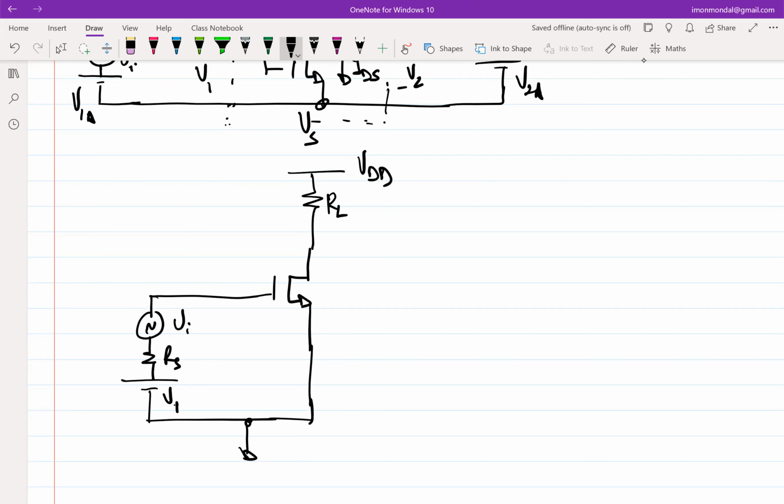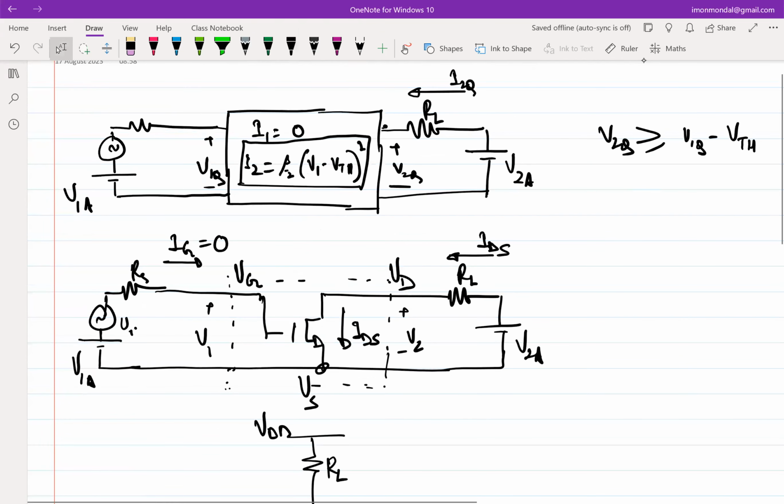Let's call this VGS, because the input is being applied between the gate and the source. And the output is now taken across... So in this case, in the block diagrammatic case, where was the output taken from or across? Across RL, right? So we were taking the output across RL in this case. So similarly here also we take the output across RL.